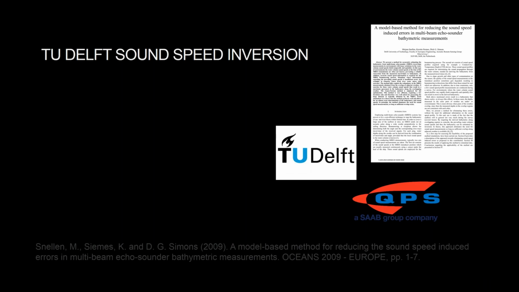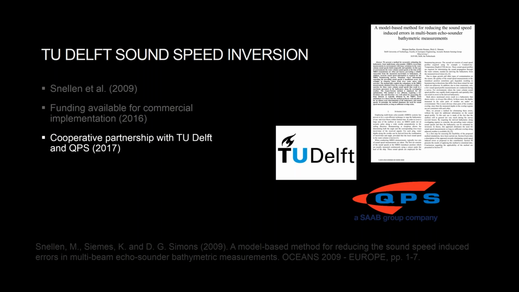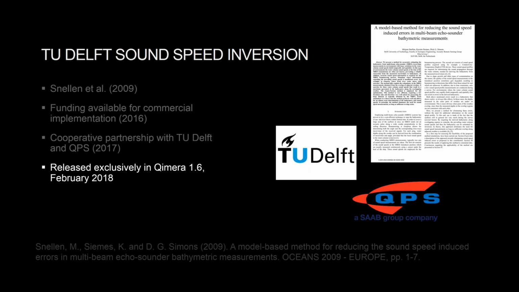So let's talk about the algorithm a little bit. This was work that was done by Miriam and others as early as 2009. I think there's an earlier paper as well from 2008 with another co-author. And this was done, like I said, 2009. There was funding available for commercial implementation in 2016. And we partnered with the Technical University of Delft to make that happen. They had the know-how at the algorithm. It was written in MATLAB and other kinds of source code. And we worked with them to convert it into our code base. And we released that exclusively in Qimera 1.6 in February of this year.